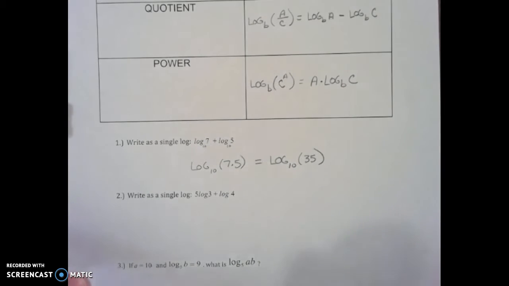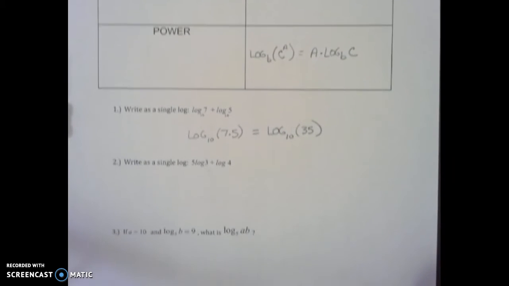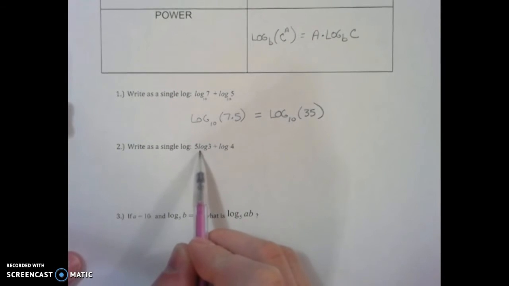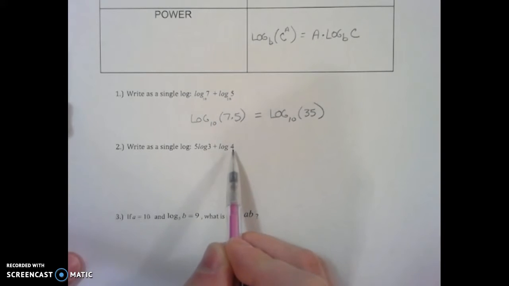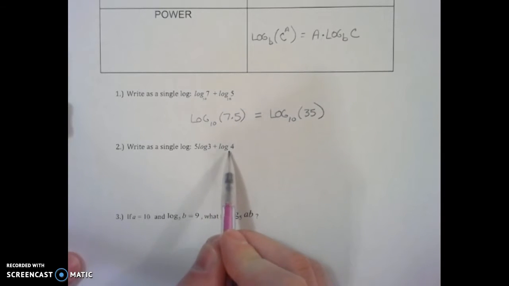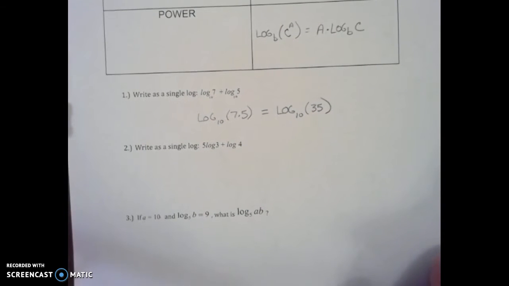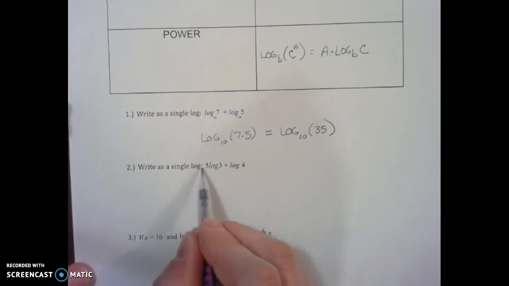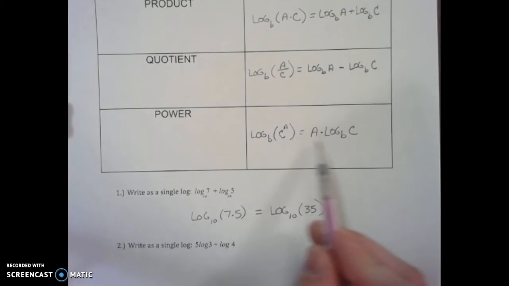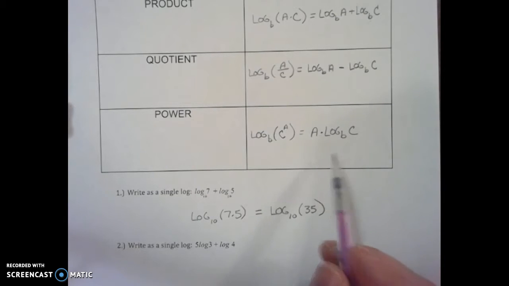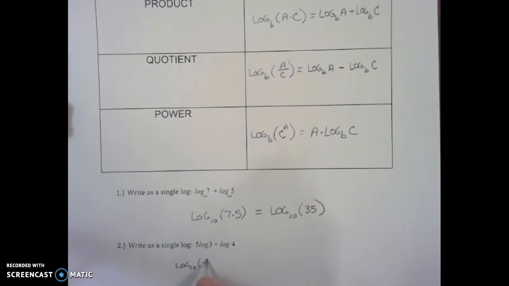In example 2, again, it says to rewrite as a single log. I have 5 times the log of 3 plus the log of 4, and again, these are both base 10. The first thing I'm going to do is rewrite this first part using the power rule. I know that if I've got a times log base b of c, I could rewrite that as log base 10 of 3 to the 5th power, plus log of 4.